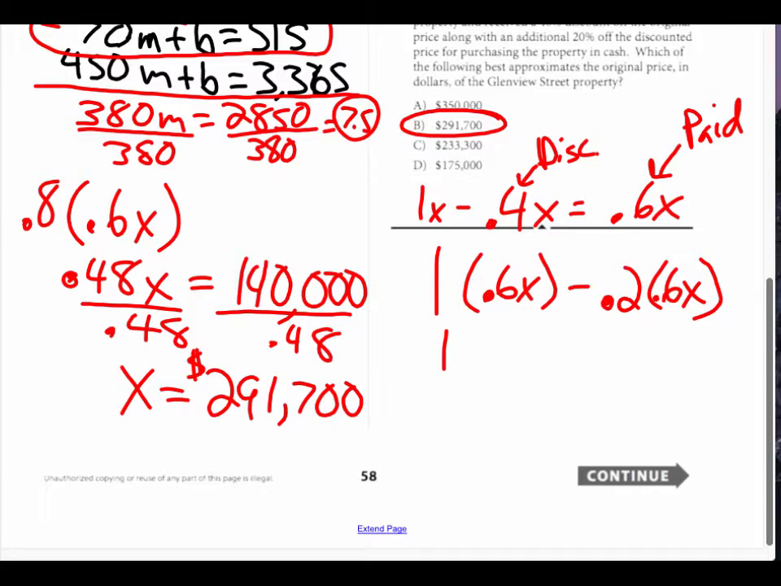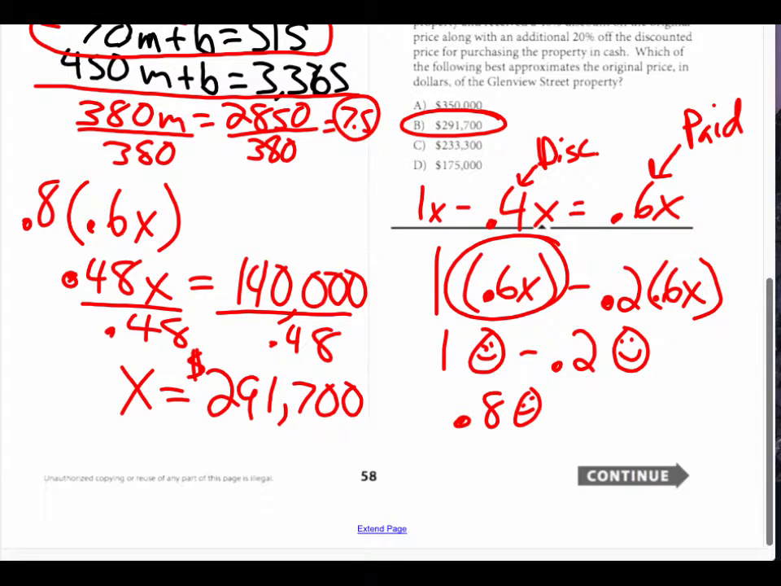Well, this is the same thing. Like this could be 1 times smiley face minus 0.2 smiley face, where smiley face equals 0.6x. So what's that? 0.8 smiley face. Well, what was smiley face? This right here. So you have 0.8 times 0.6 times x. And that's how we got the 0.48. Does that make sense? Yeah. I'll leave that in a video.